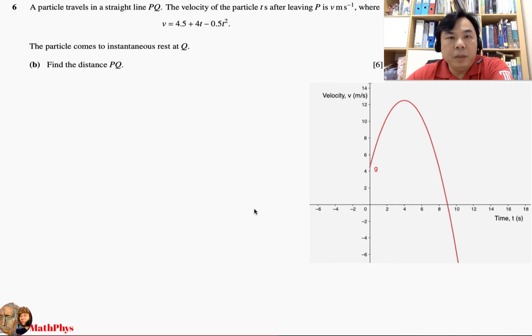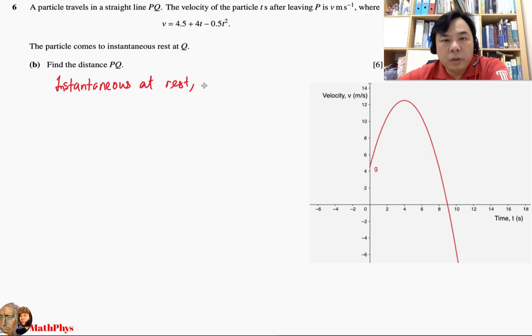All right, part B of question 6. The particle comes to instantaneous rest at Q. We need to find the distance PQ. Instantaneously at rest means when the velocity is equal to 0, so instantaneous rest refers to v equal to 0 meter per second.